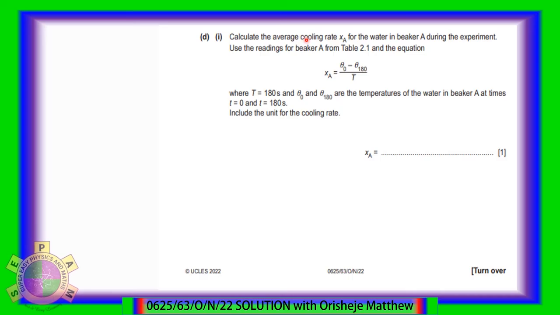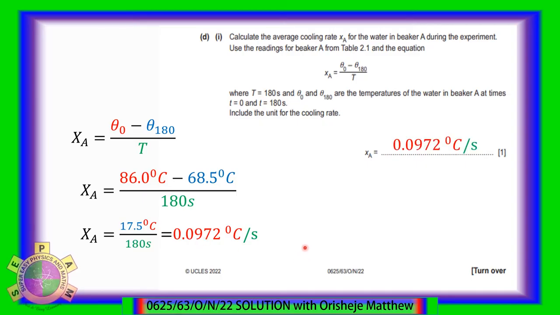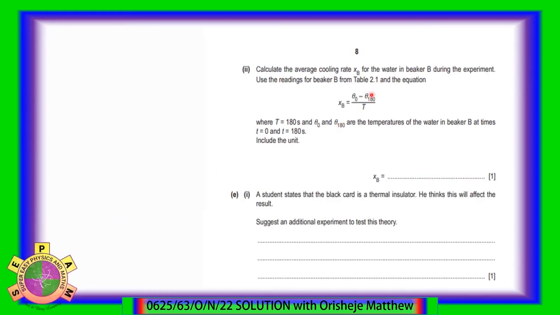Calculate the average cooling rate for the water in beaker A during the experiment. So substitute the values: for beaker A, initial temperature 86, then the final temperature, divided by the time taken to measure the cooling. If you do that, you get the cooling rate. What is the unit? The unit on the numerator divided by the unit on the denominator, so that will be degrees Celsius per second. So that is the cooling rate for the first beaker. Then let's find the cooling rate for beaker B.